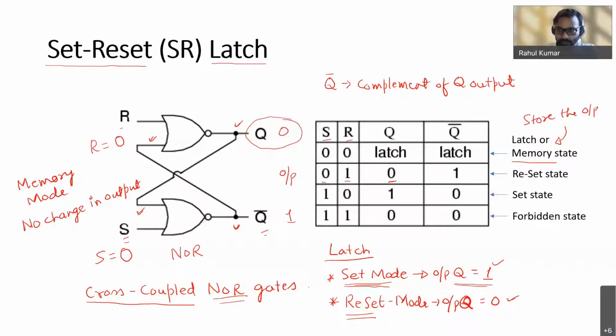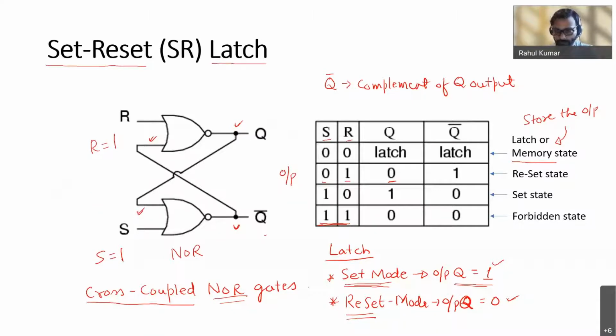The last remaining case is when S is equal to 1 and R is equal to 1. In this case, this is forbidden, so you are not allowed to use it. Forbidden state, or forbidden mode.